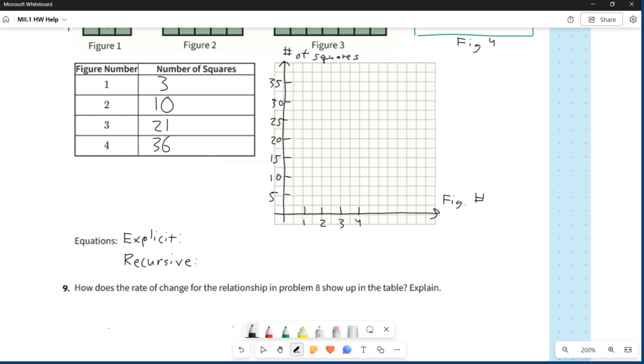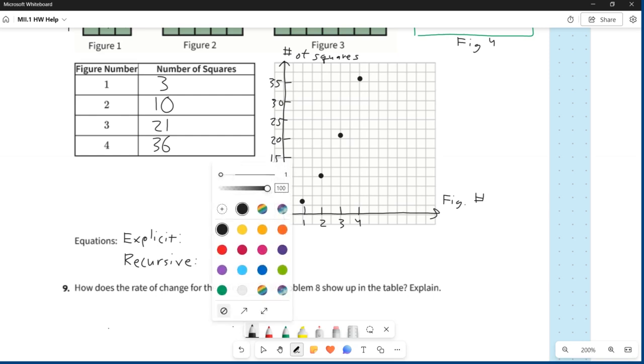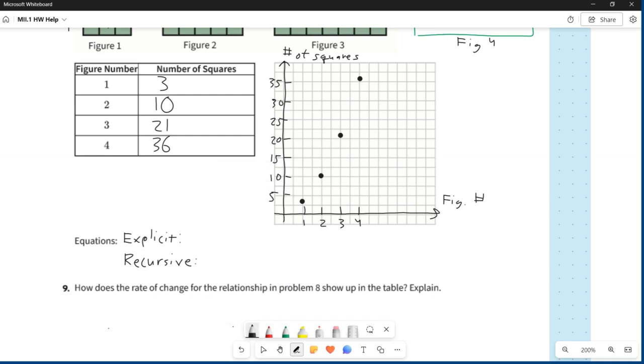So for figure number 1, we want 3 squares, which is right about there. For figure 2, we want 10 squares, which is right there. For figure 3, we want 21, right about there. And for figure 4, we want 36, right about there. And that is our graph.